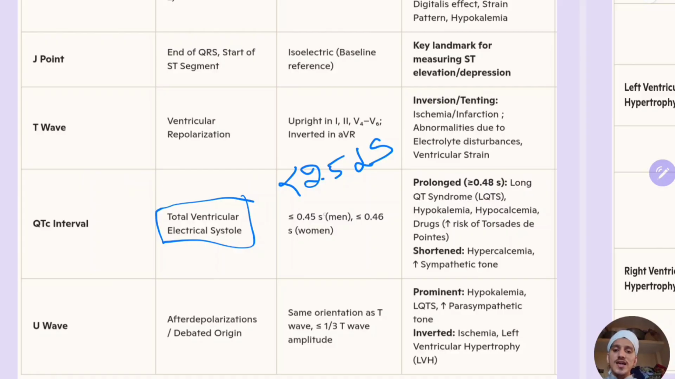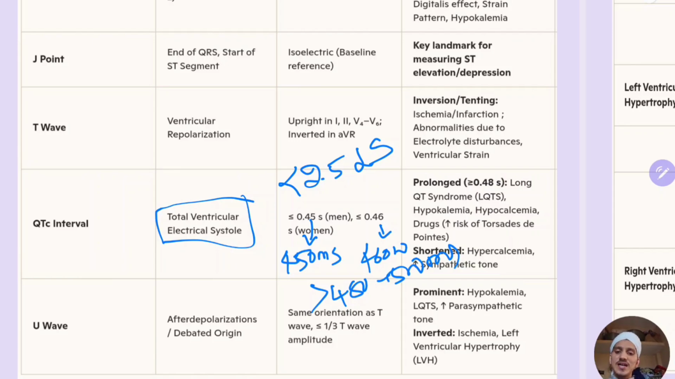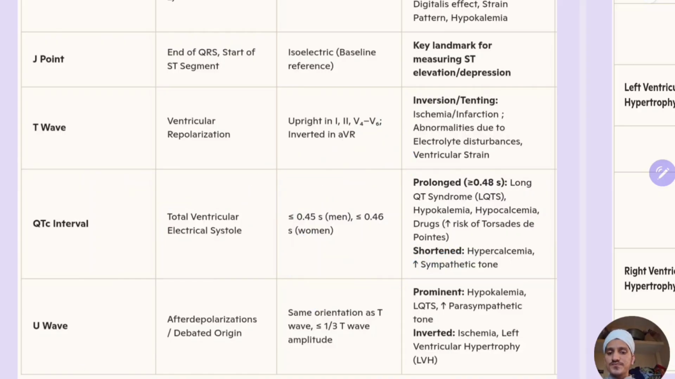And whenever we discuss QT interval, we discuss it in milliseconds. So 0.5 is nothing but 450 milliseconds in men, and it is 460 milliseconds in women. And it is abnormal if it is more than 480 to 500 milliseconds. Corrected QT interval I am talking about. So normally how much is it? It is less than 2.5 large squares of the ECG.